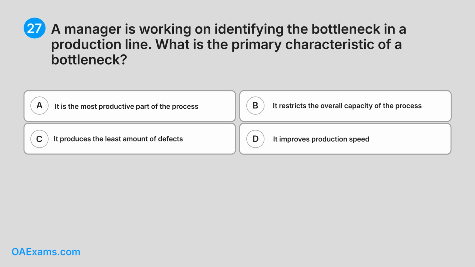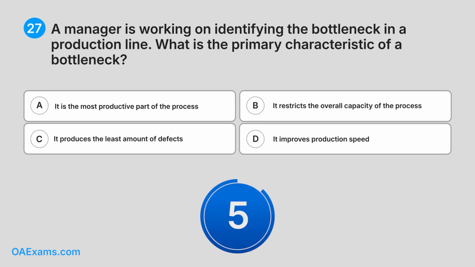What is the primary characteristic of a bottleneck? A. It is the most productive part of the process. B. It restricts the overall capacity of the process. C. It produces the least amount of defects. D. It improves production speed. Can you guess the answer?